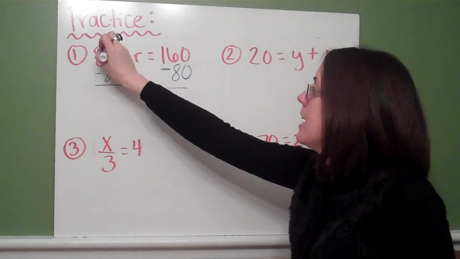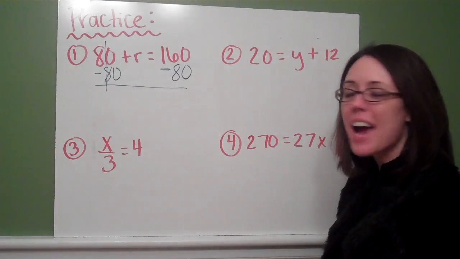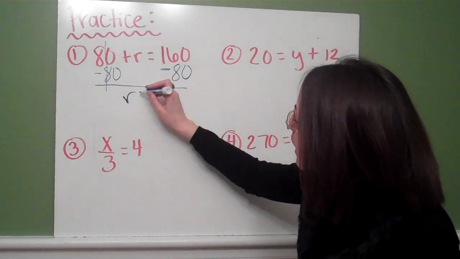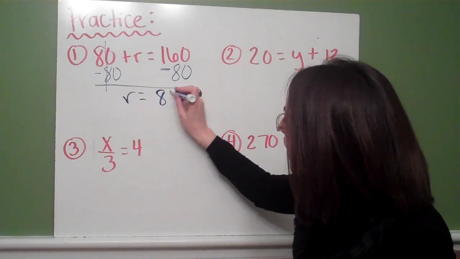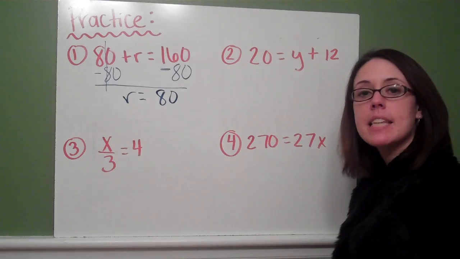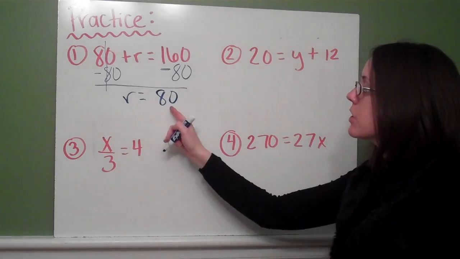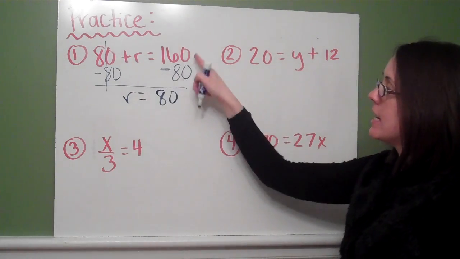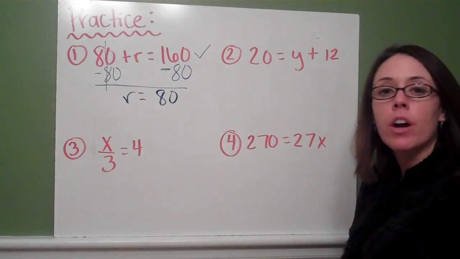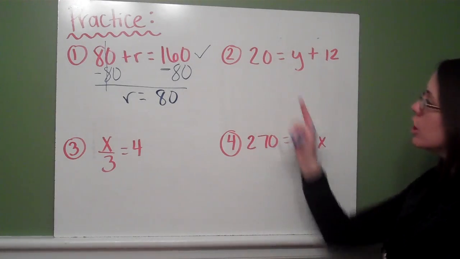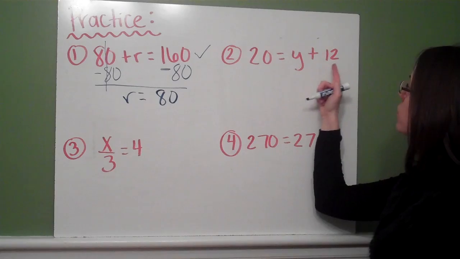80 minus 80 leaves you with 0. That cancels out. You're left with r equals 80. 160 minus 80 is 80. So your answer is 80. 80 plus 80 does equal 160. We are correct.